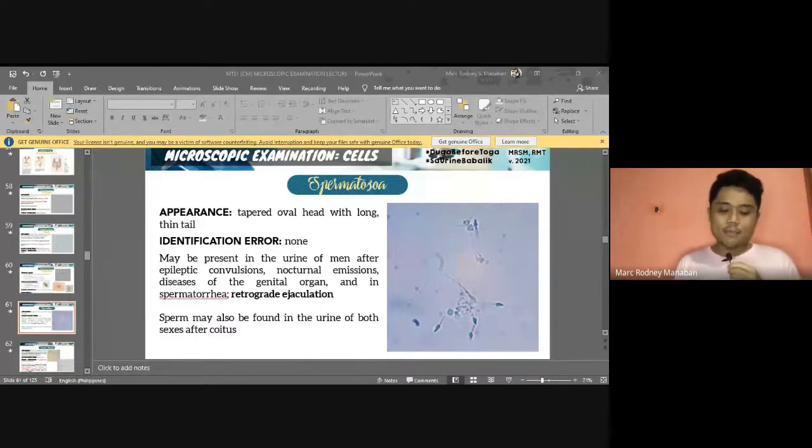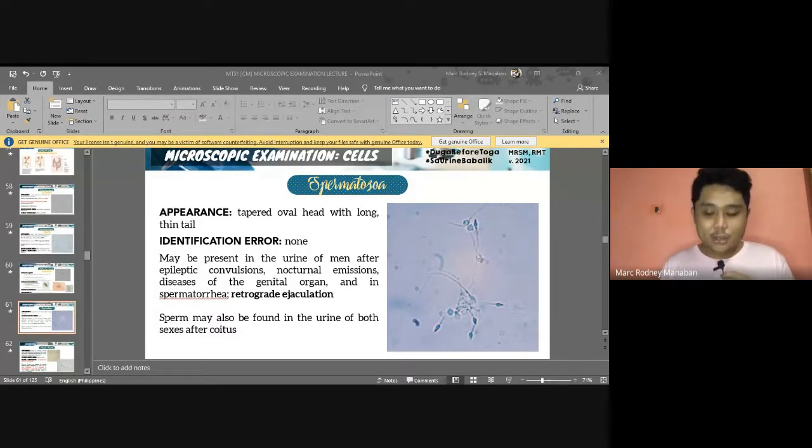So that's the importance of spermatozoa. But generally again, it is a contaminant. When you see sperm in your urine, we consider it a contaminant, and it usually just indicates a recent sexual encounter.